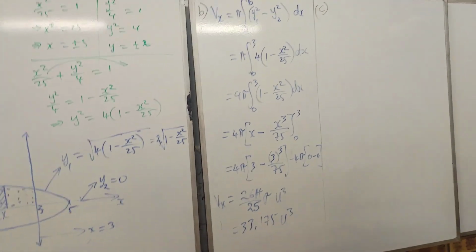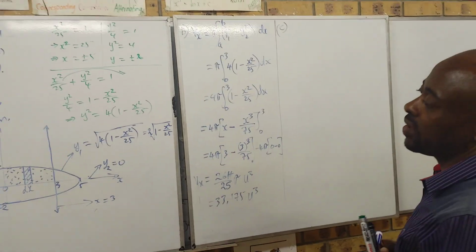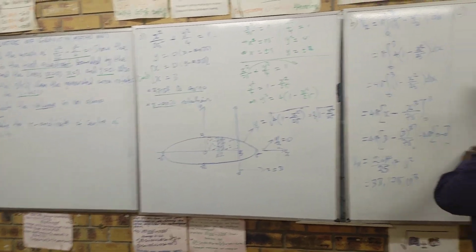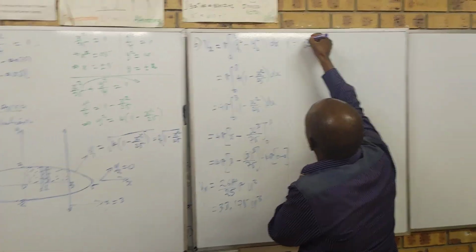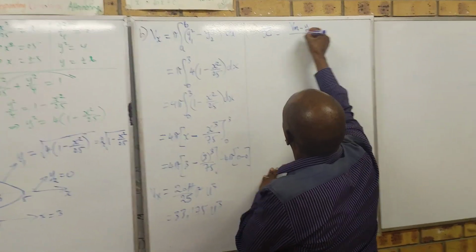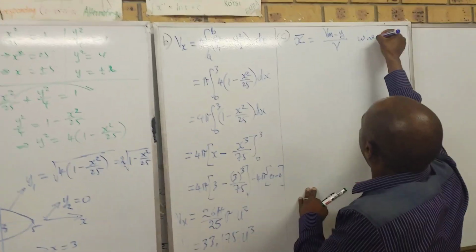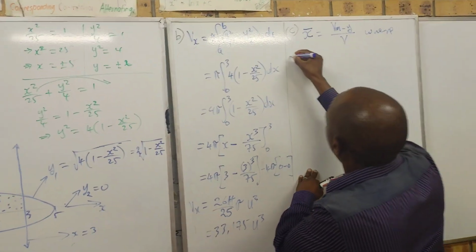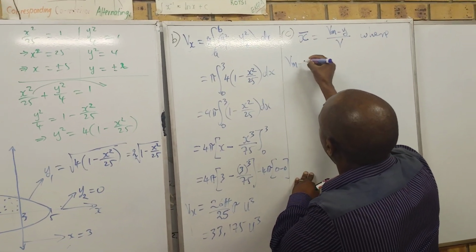So we can now go to the last part. It says calculate the x-ordinate of the center of gravity. So the x-ordinate on page 5 of our M6 formula sheet is defined as volume moment about y over the volume. The volume, we've just calculated it to be 33,175. Now volume moment is where we've got a job.